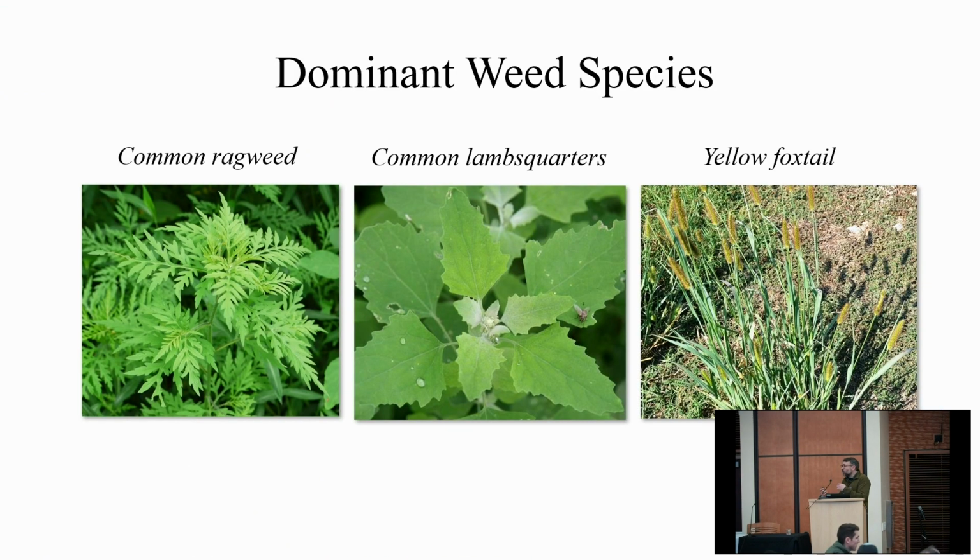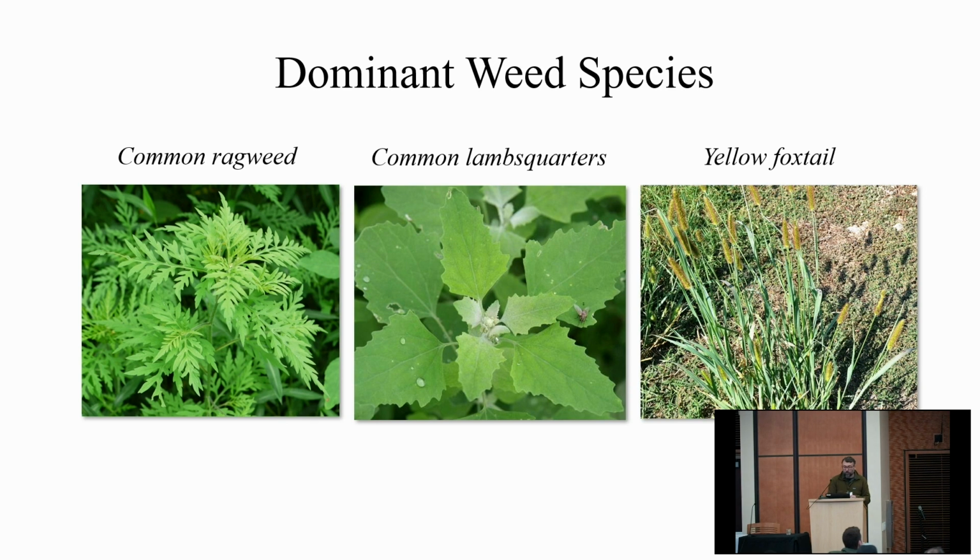The weed species that we had in this experiment were common ragweed, common lambsquarters, and yellow foxtail. We did this at four different fields over two years. And there were other species in some fields, like Venice mallow, for example, or black medic. But these were the species that were most dominant across all four fields, site years, okay?